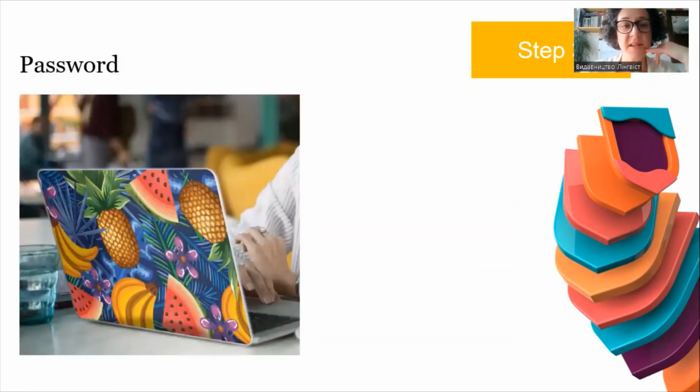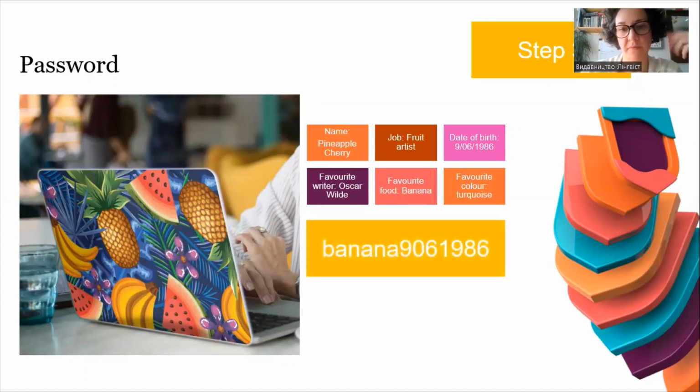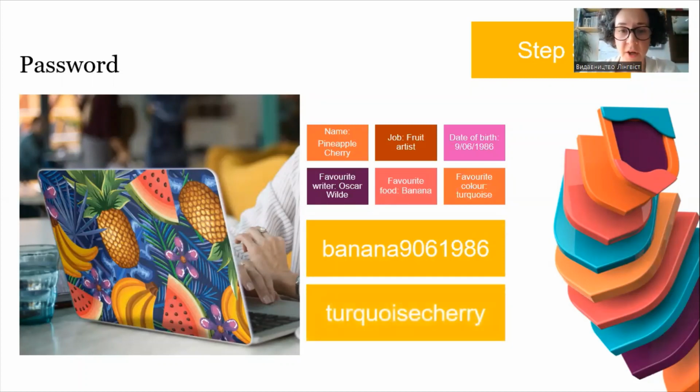And step 3, considering all the information about the partner, they make up a password for this personality. For example, for Pineapple Cherry, not me, but my partner would make up a password. For example, banana and the date of birth, or turquoise because this is my favorite color, and cherry because this is my surname. Yeah, so they create several passwords that this person can use online, and I create my own password myself, write it on a note, and then my partner tries to guess what my password is.